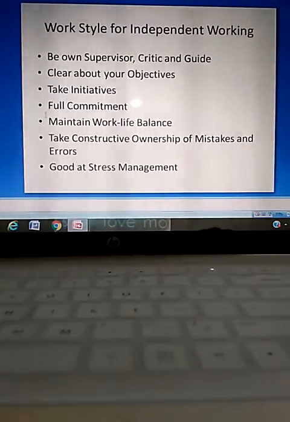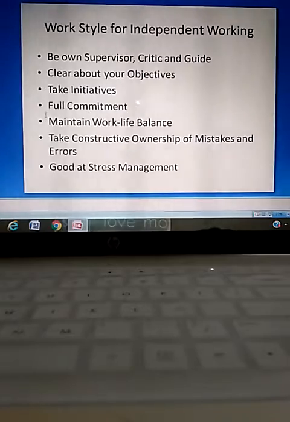Third thing is take initiative. Take initiative means as an independent worker, you should be able to take all the required initiatives on your own without being told about them. As you are solely responsible for your work, as a result you will take full ownership of it, and so you have to take the complete initiative for completing that work on time.